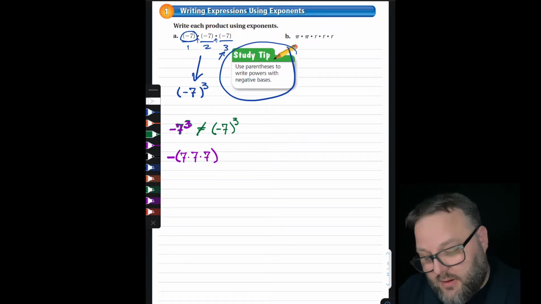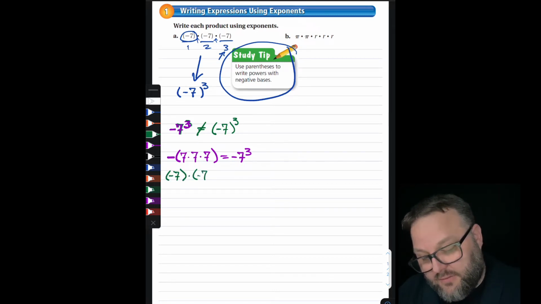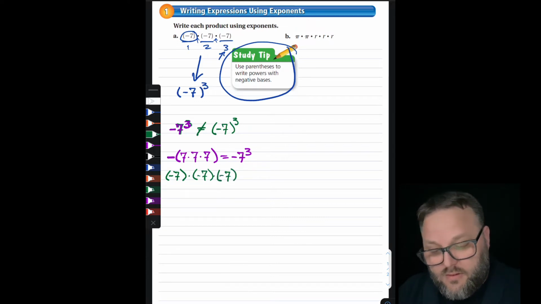Whereas, let me write it this way. Whereas this, what's in green, quantity -7, is meaning I have 3 -7s, and that's going to be equal to this.